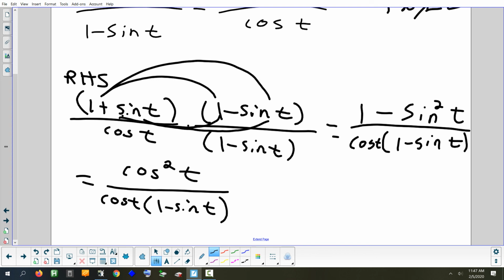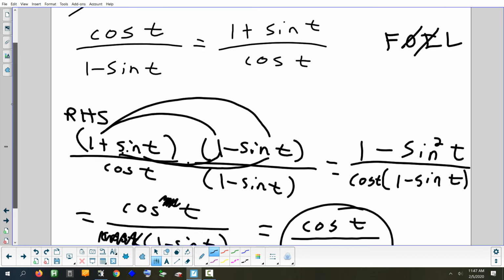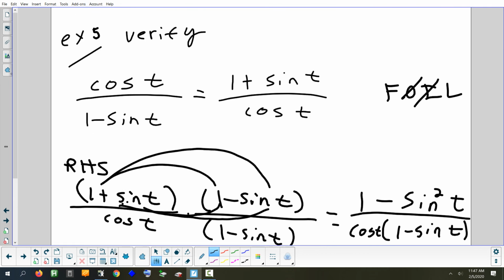Okay. What do the top and the bottom both have in common there? Cosine? How many? 1. They each have 1 in common. So you can cross out 1 from here and 1 from here, and you're left with cosine divided by 1 minus sine. Let's go back up and see if that's what the left-hand side was. Cosine divided by 1 minus sine. Perfect.